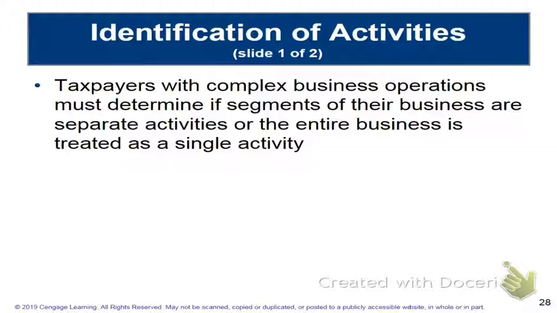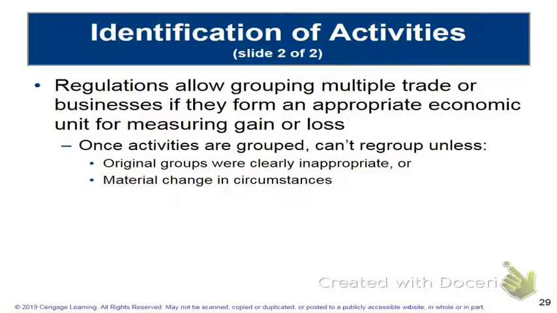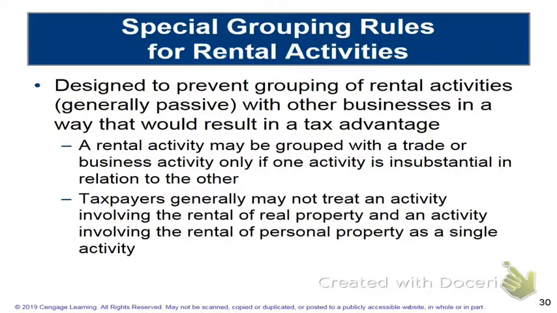All right, so taxpayers with complex business operations must determine if segments of their business are separate or if the entire business is going to be treated as one. So that has to be decided up front. There are regulations for grouping the business, but once you group your activities, you cannot ungroup them unless the groups are clearly inappropriate or there's a material change. So basically, once you decide it's going to be one activity or separate, that's pretty much the way it stays.